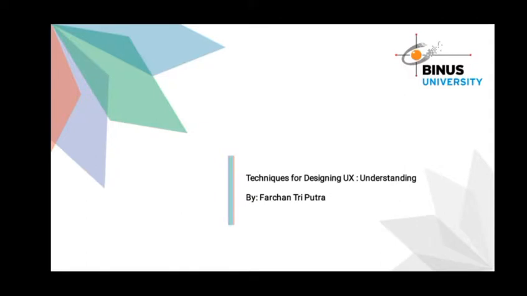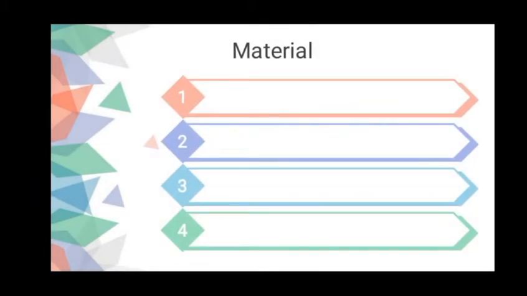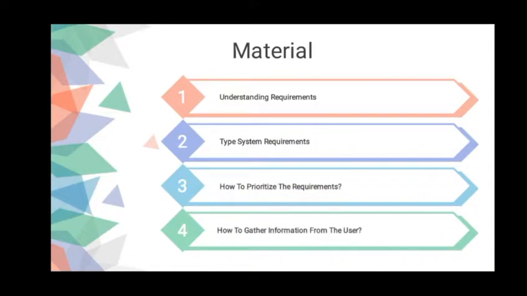So now we're gonna talk about techniques for designing UX, understanding. There are several materials that we're gonna talk about here. First is understanding requirement, and then type of system requirement. Third, how to prioritize the requirement, and last is how to gather information from the users.